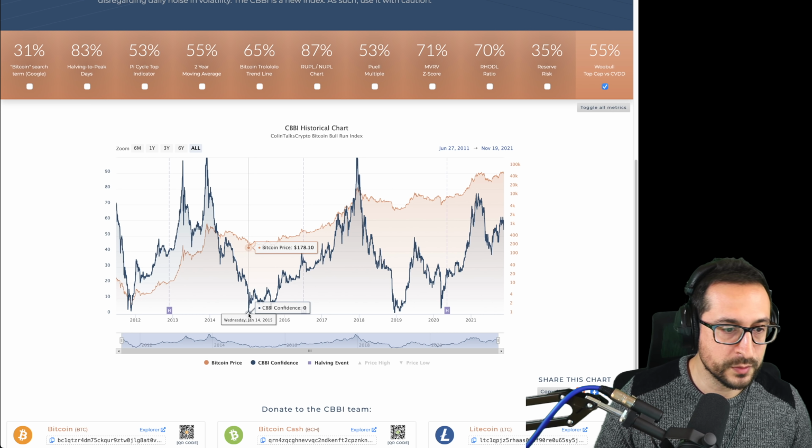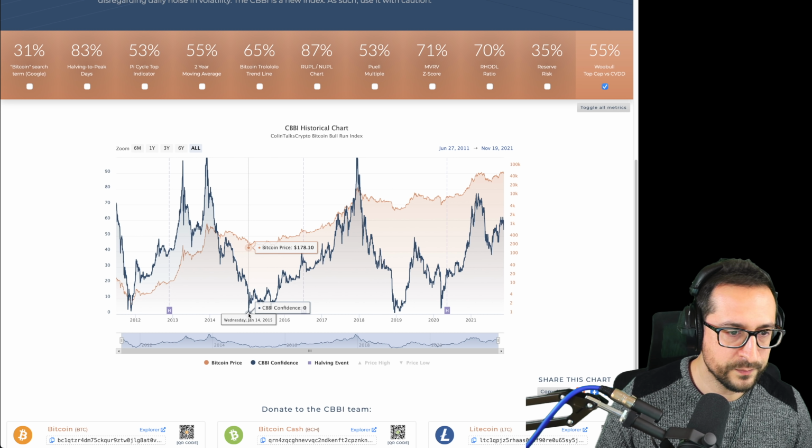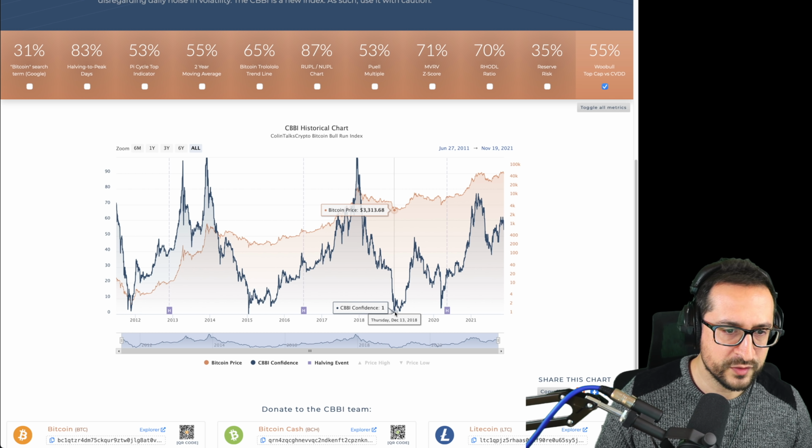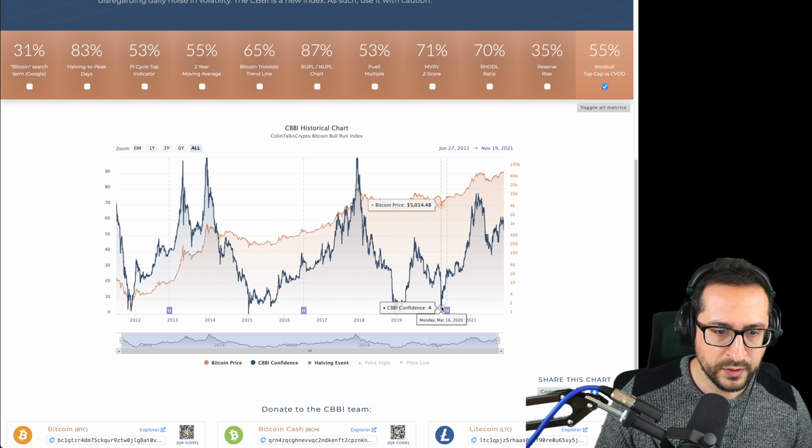Very good for spotting bottoms as well: at 0 in 2015, at the price of $178. Confidence 1 here at $3,000, and in COVID, 4, $5,000. Very accurate, very good entries.